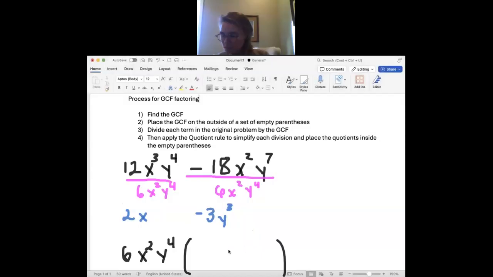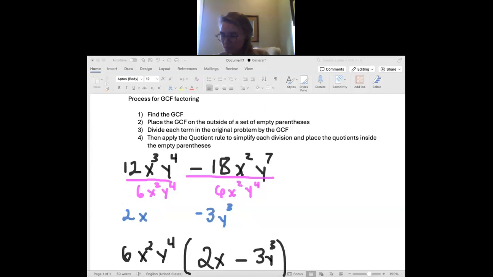I'm going to change my coloring; this would be the answer. 2x minus 3y to the third. So that's the entire answer. The entire thing in black ink at the bottom: 6x squared y to the fourth, parentheses, 2x minus 3y to the third power. And that's it.